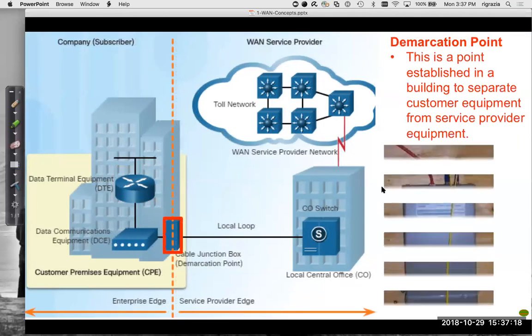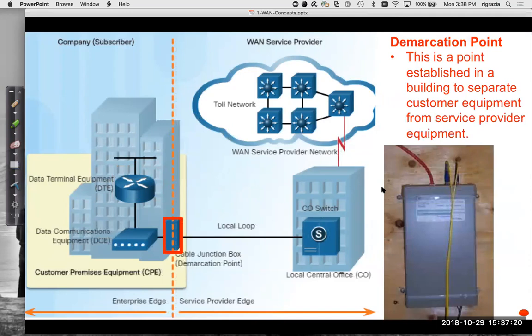All right, the demarcation point. So this is the actual point at which it separates your network from the provider's network. In this case, we have maybe a cable coming in from the provider and a cable that's going from the router, or the DCE device, into the junction box.